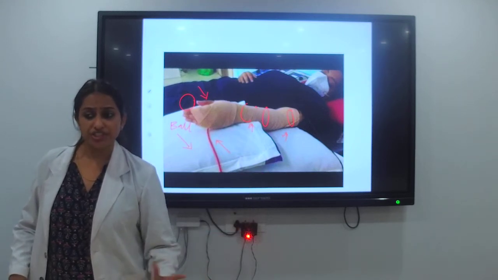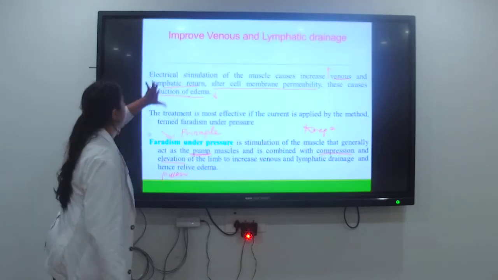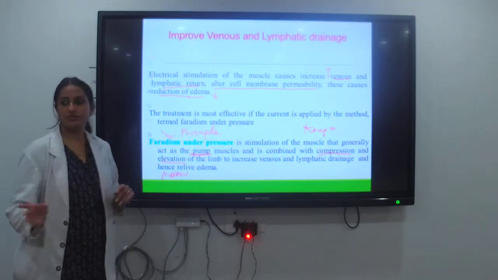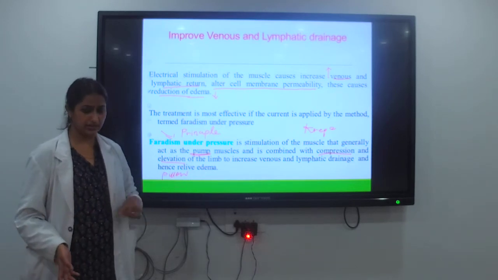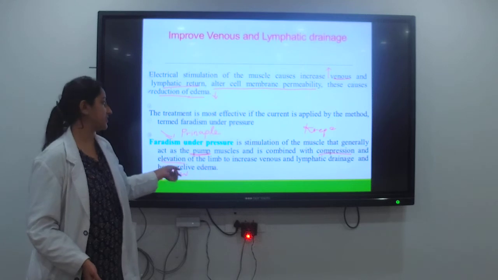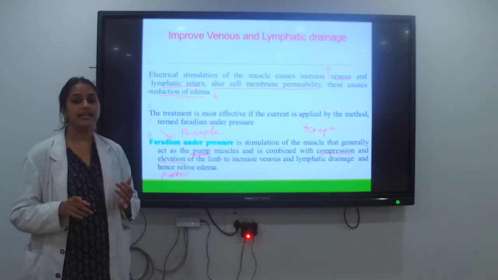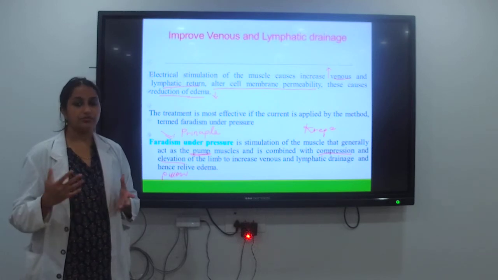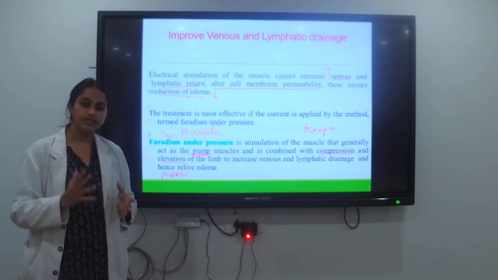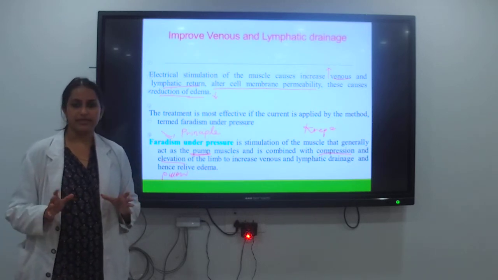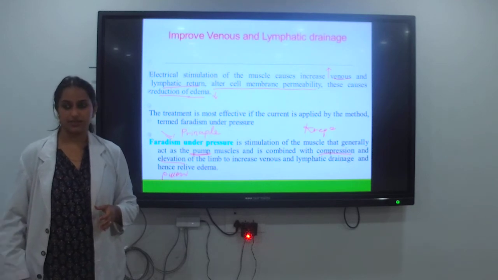With these physiological effects in mind, lastly, before finishing the lecture, an important thing, once again I repeat, is the principle of Faradism under pressure. It is a combined effect of compression and elevation with effective relaxation, which totally gives a pumping effect, which helps to increase venous return. Okay, thank you.